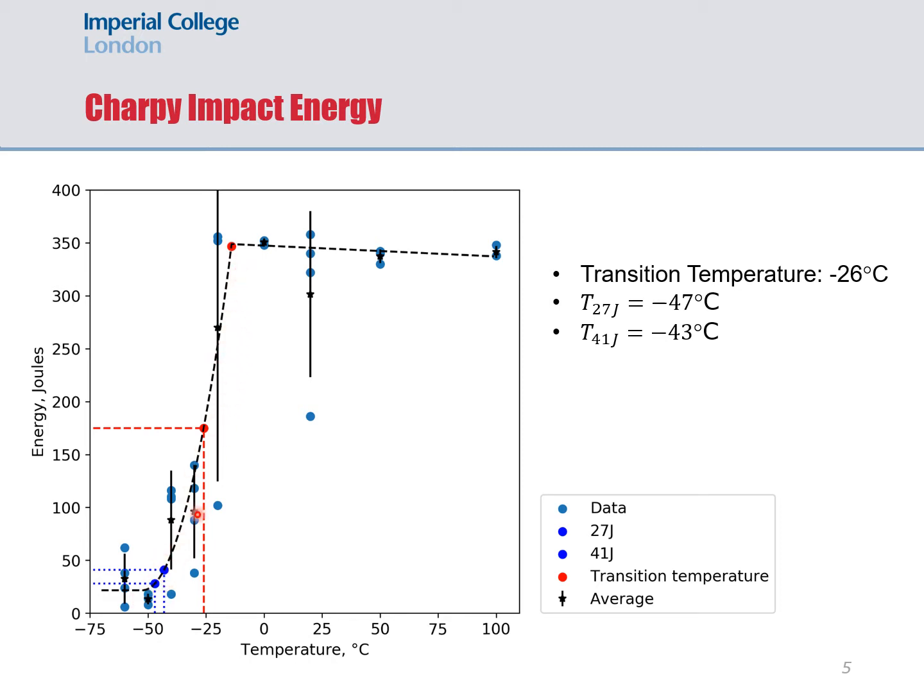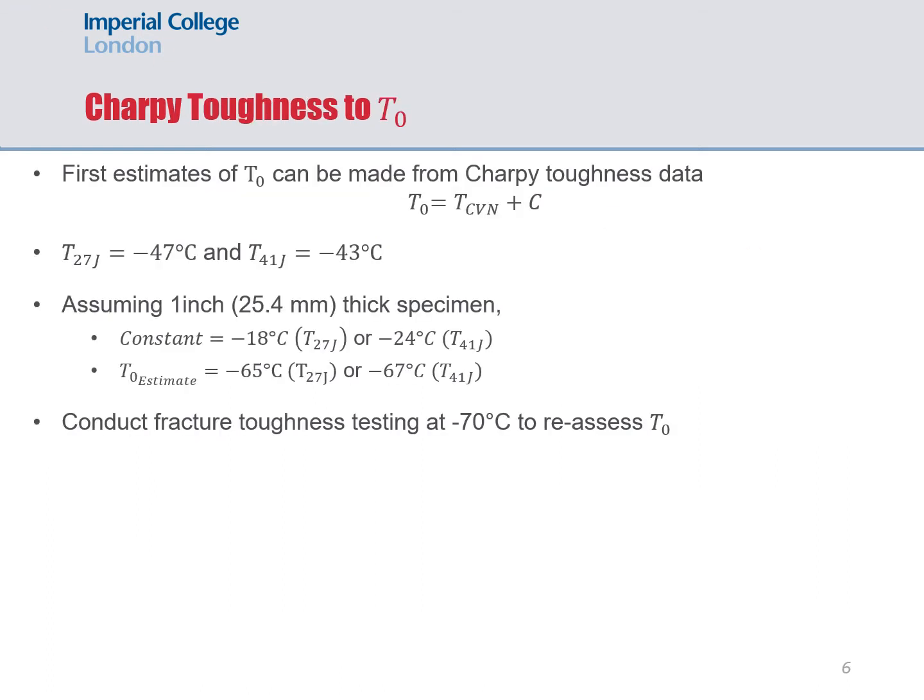Now, in the transition region, we've defined the transition temperature as being the mean of the upper and lower shelf values. We also defined the temperature at which we reached 27 joules and 41 joules. Our Charpy toughness data allows us to make an initial estimate of T0 using our T27J, which was minus 47, and our T41J, which was minus 43.